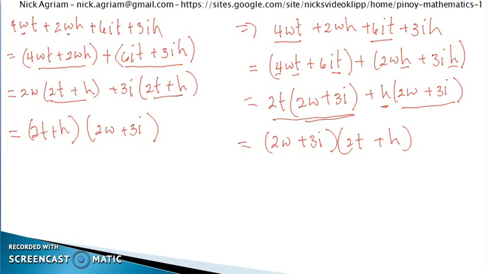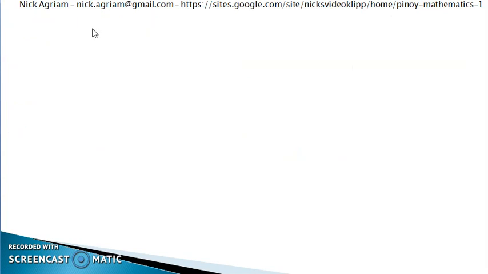Let's see if we can do some more. This one is number 7 in your book, page 45. Let's see. 42WA plus 54WT plus 56HA plus 72HT.